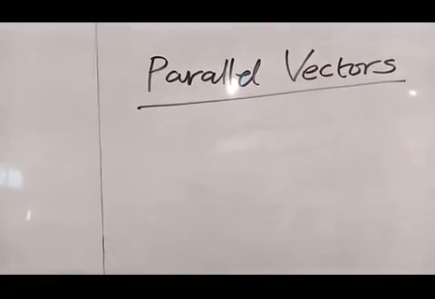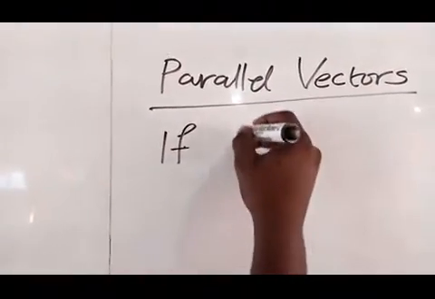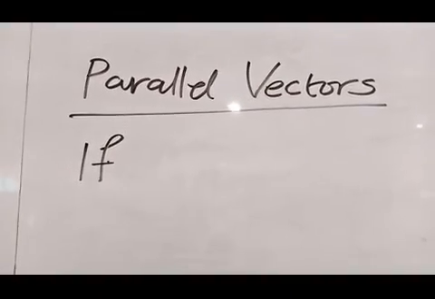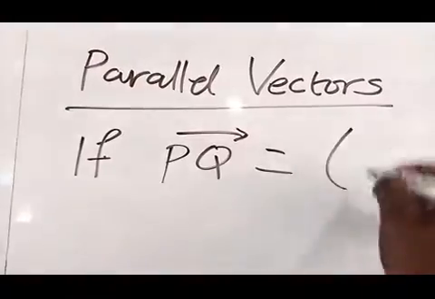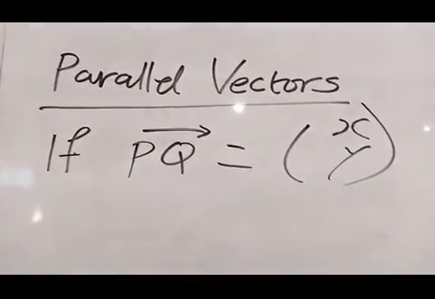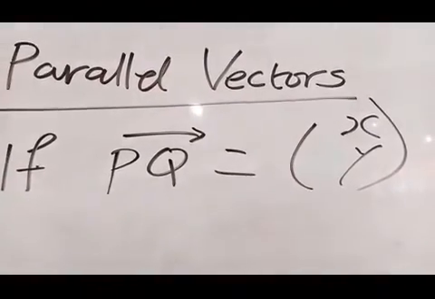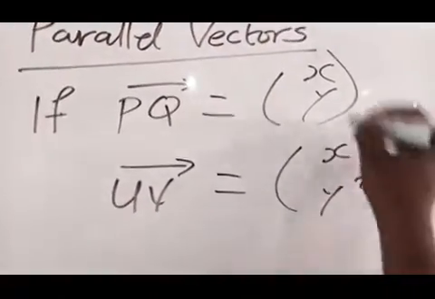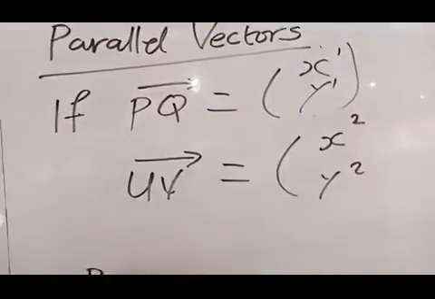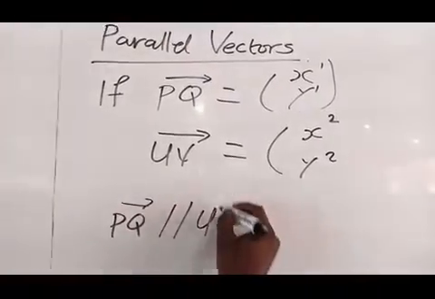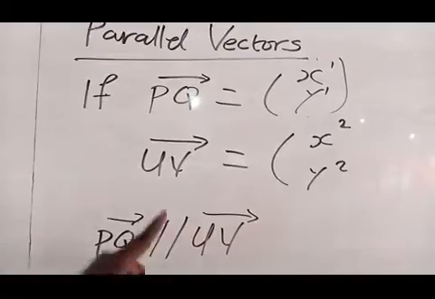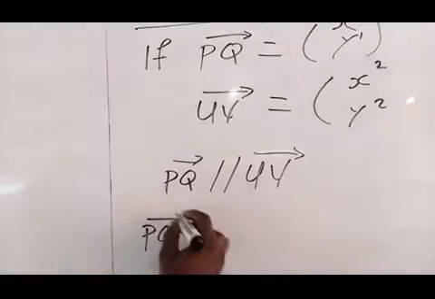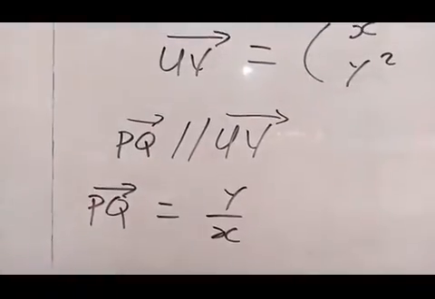Now, two vectors are said to be parallel if and only if one is a scalar multiple of the other, or both of their gradients are the same. So, for instance, if vector pq has x, y as its coordinates, and then uv has x1, y1. Then pq is said to be parallel to uv, and that is how mathematically it's written, with those two lines in between them. So pq is said to be parallel to uv if the gradient of pq is the same as the gradient of uv.